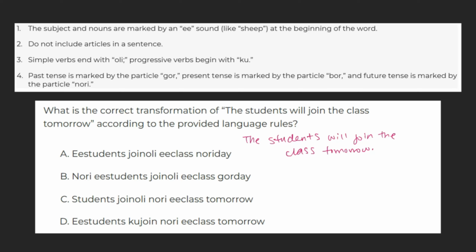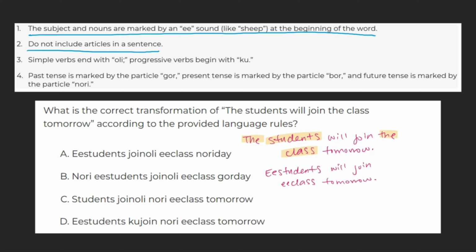In accordance with rule number 1, the subject and noun are marked by an E sound at the beginning of the word. Therefore, we mark the subject, students, and the noun, class, with an E at the beginning. Next, we see from rule number 2 that we don't include articles in the sentence, so we can erase the two thes. We're left with E students will join E class tomorrow.